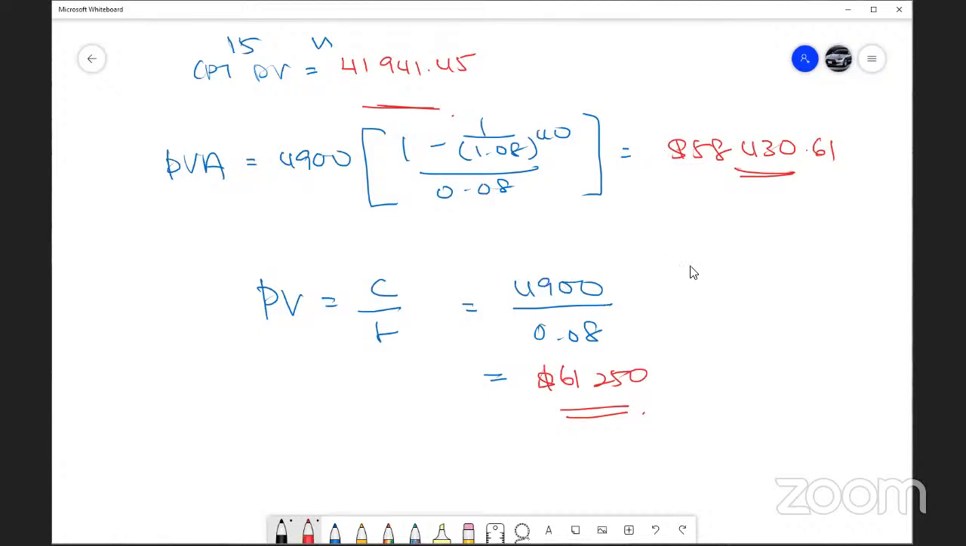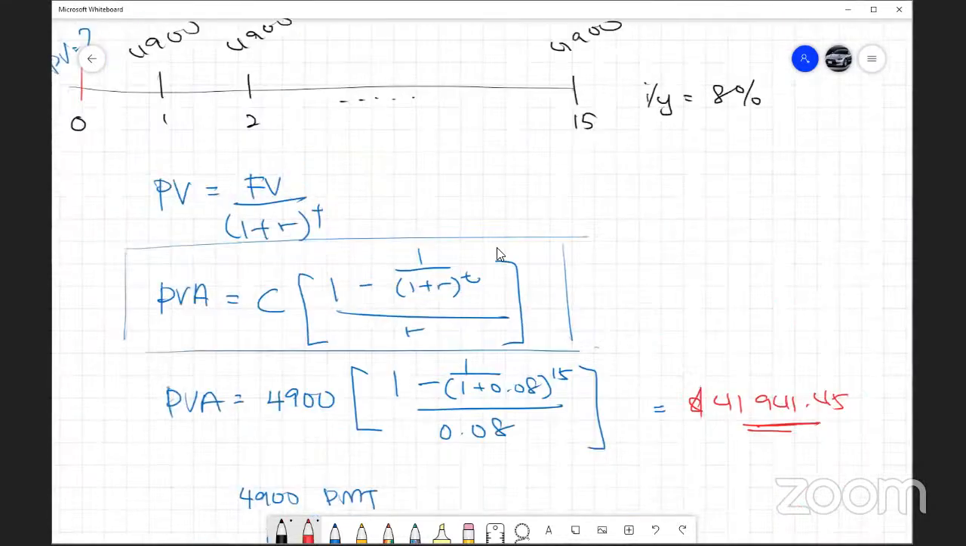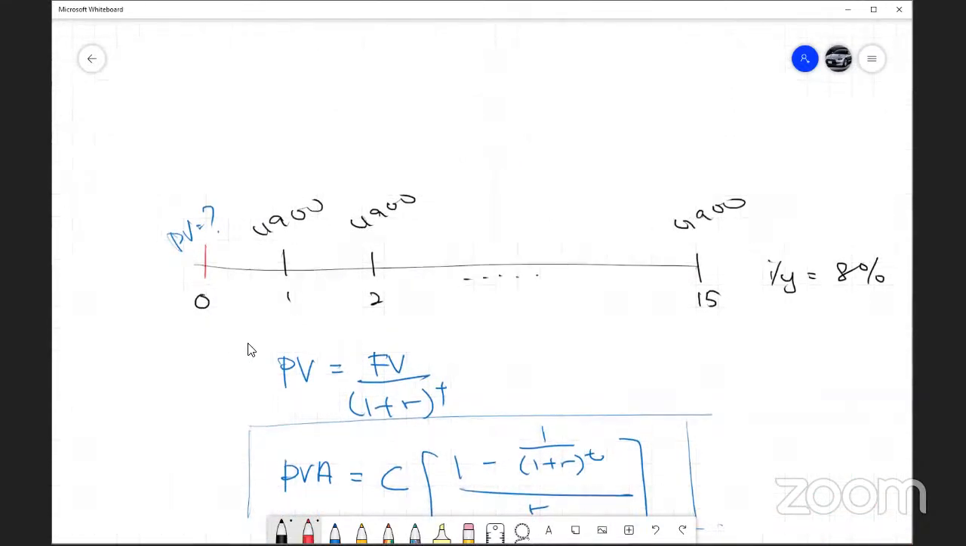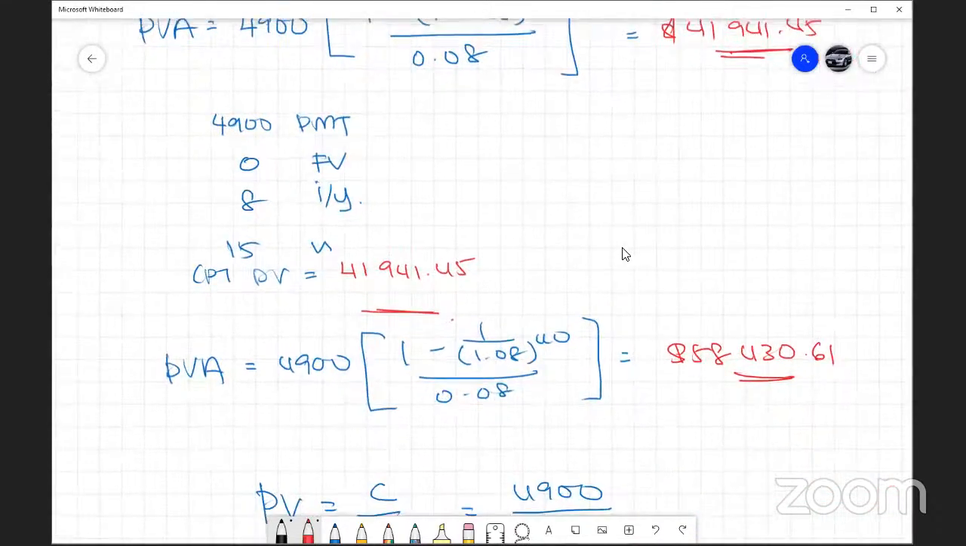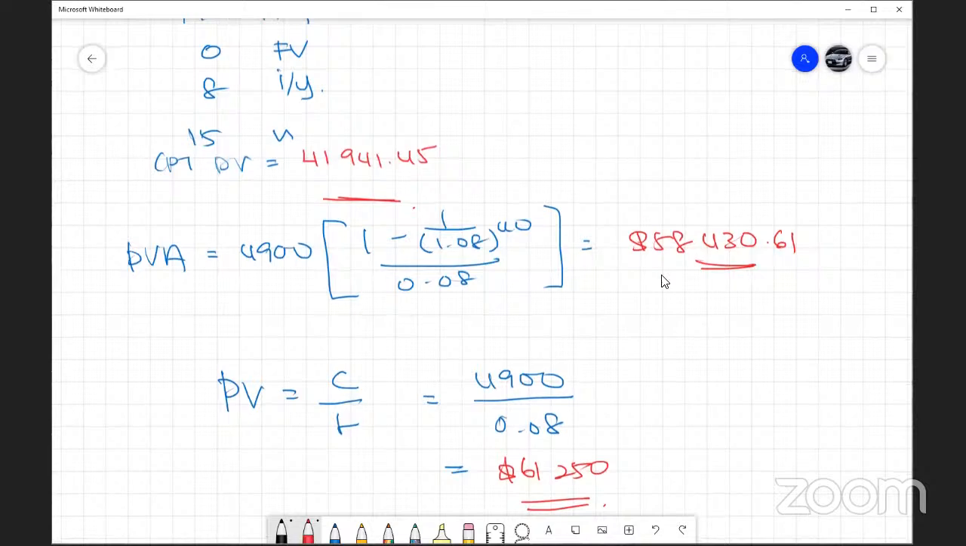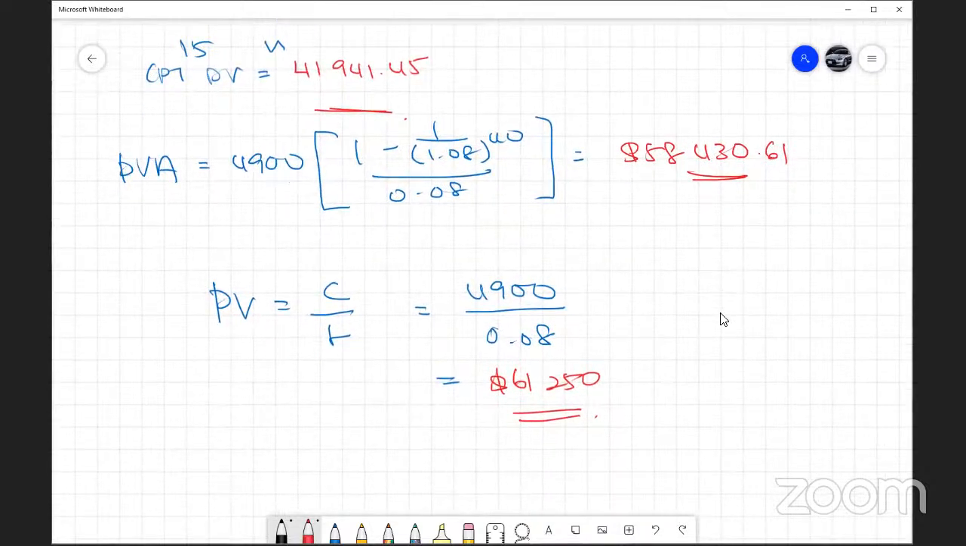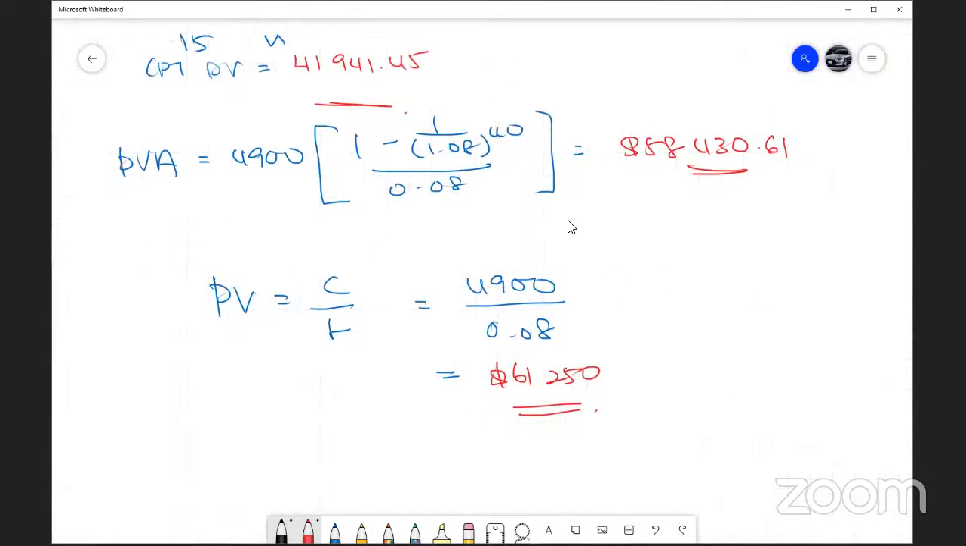So just follow the timeline. Put it in a timeline like this so you can see very clearly. Count back the present value, and these are the answers: 41,941.45, then 58,430.61, and when it's a perpetuity, because they ask what happens if it's forever, 61,250. Easy. This is the easiest formula.